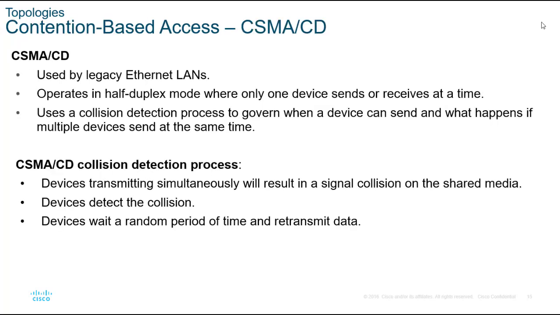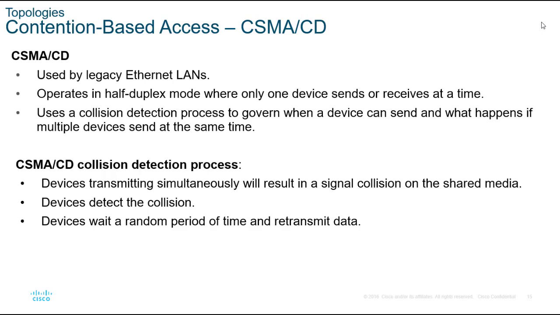The half-duplex contention-based access networks, such as wireless LANs and legacy Ethernet hubs, require rules governing when a device can send and what happens when multiple devices try to send at the same time. The legacy Ethernet bus topology, which uses a hub, uses a set of rules called CSMA-CD, or Carrier Sense Multiple Access with Collision Detection. A collision is what happens if two devices transmit at the same time.